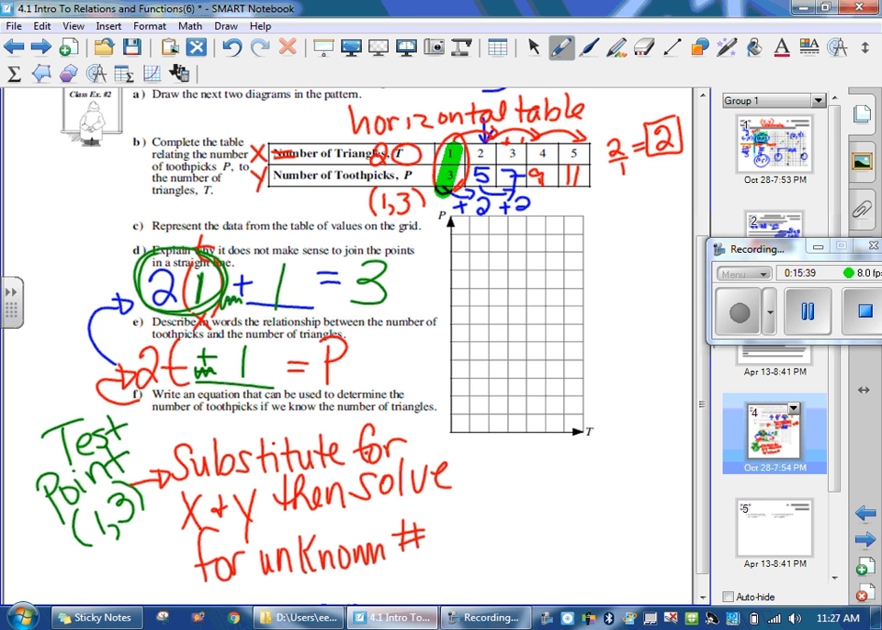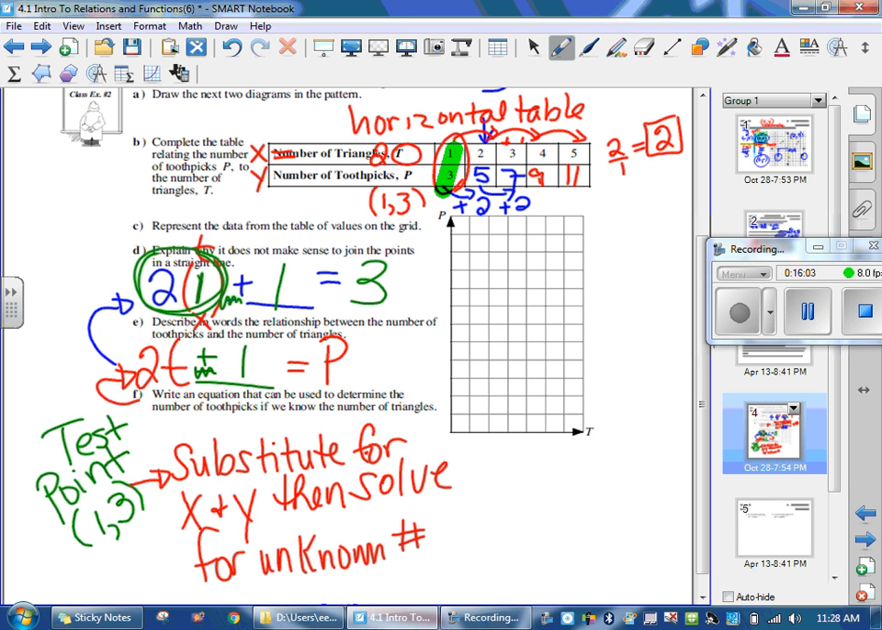So now my equation is 2 times my triangles plus 1 gives me my P, number of toothpicks. I'm sorry, T for triangles. So 2 times my number of triangles plus 1 gives me my number of toothpicks, P for toothpicks. Okay? That's what that's describing to us. All right. Now we're going to go graph that in a moment.